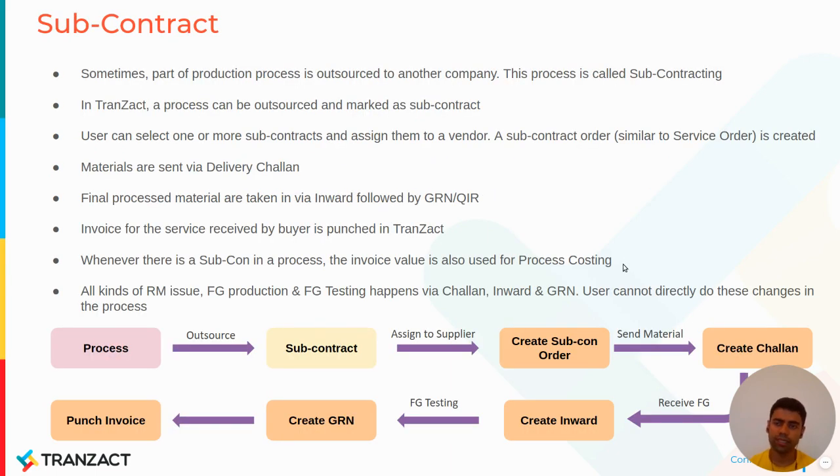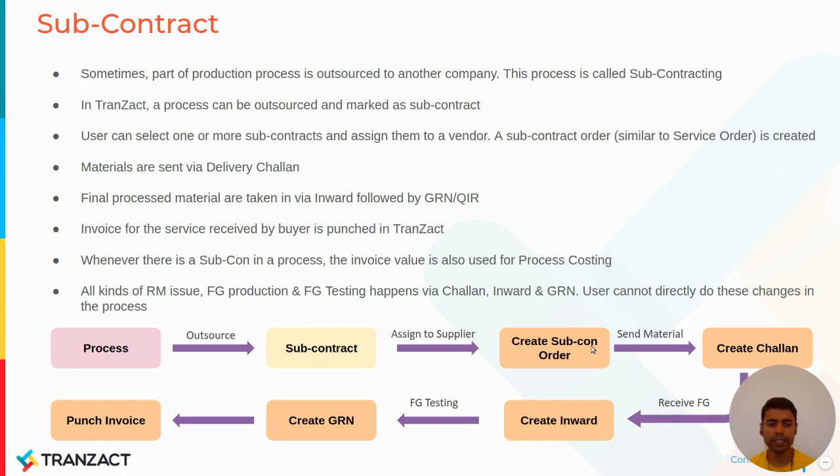So another concept is called subcontract. Sometimes, whenever you are producing a finished good, there are certain parts of the process that you want to outsource to some third party. In that case, you take a process, click on outsource, and it becomes a subcontract. Once you have created a subcontract, you have to assign it to a supplier.